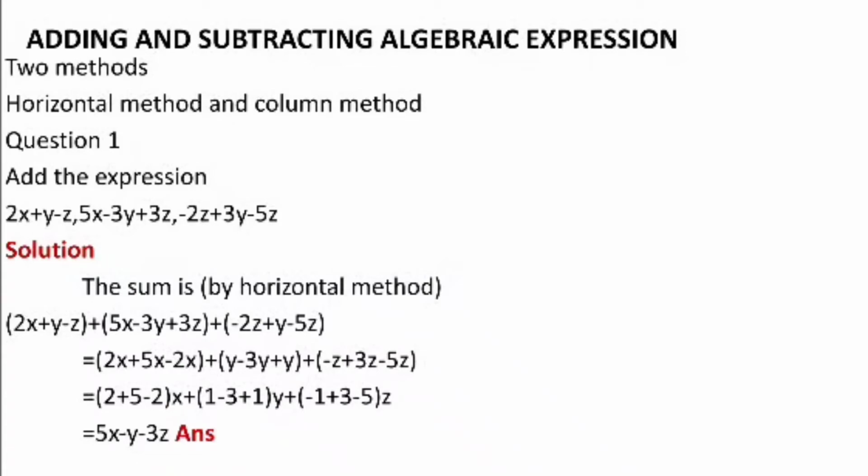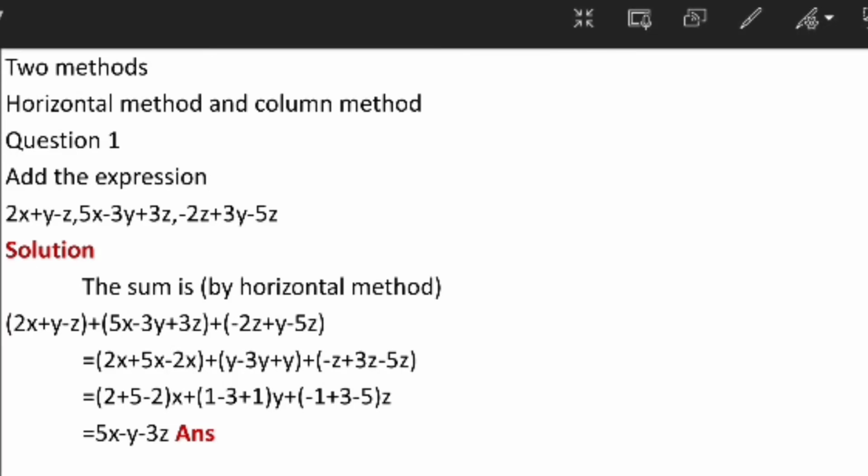First, we are going to see the horizontal method with an example. Let's see the sum: add the expressions 2x plus y minus z, 5x minus 3y plus 3z, and minus 2x plus y minus 5z. In this expression, first we are going to use the horizontal method.